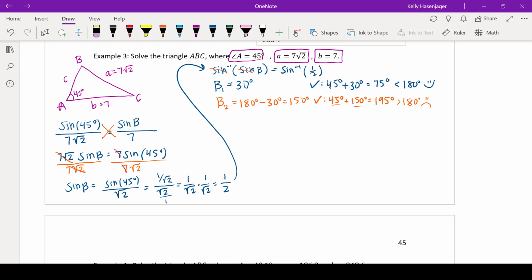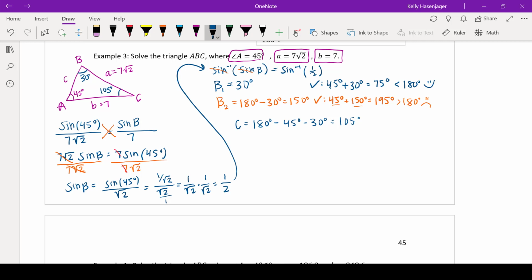Okay, so now that we know there's only one triangle, let's go ahead and finish solving it. So we know now that our angle B is 30 degrees. And as we were mentioning, all three angles of a triangle add to 180. So angle C is going to be equal to 180 degrees minus 45 degrees minus 30 degrees. Okay, so all three of our angles are answered.